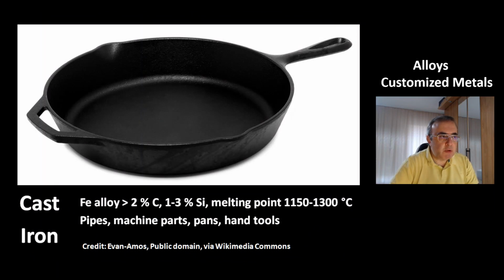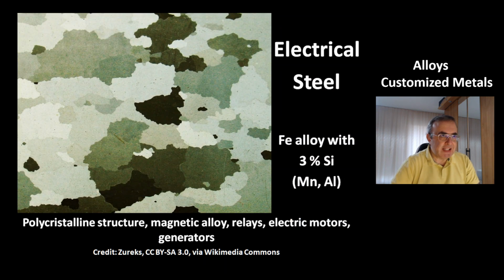Iron alloy with more than 2% carbon and 1 to 3% silicon is called cast iron. It has a melting point of 1150 to 1300 degrees Celsius. It is used for pipes, machine parts, fans, and hand tools. Electrical steel is an iron alloy with 3% silicon, and it contains manganese and aluminum. This picture shows you its polycrystalline structure. It's a magnetic alloy and is used for relays, electric motors, and generators.